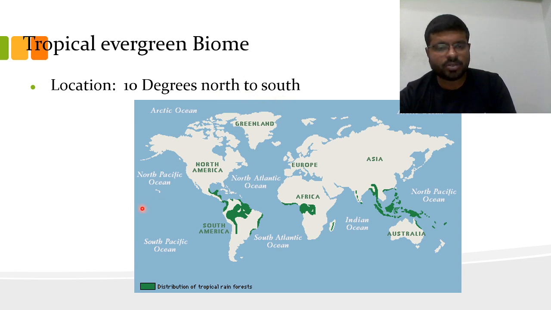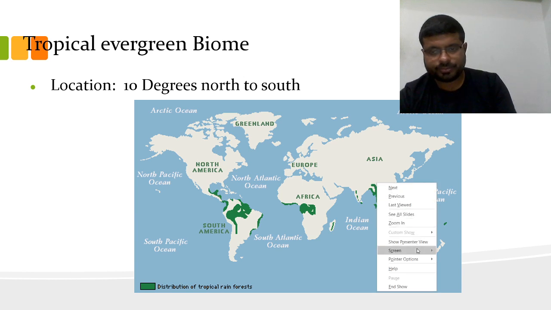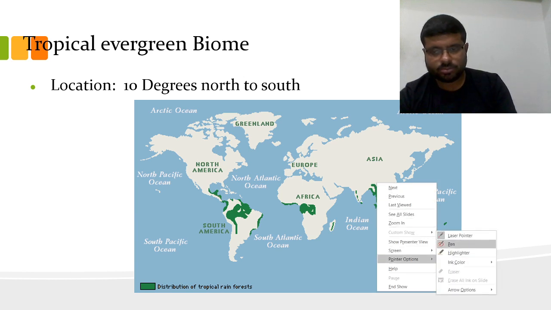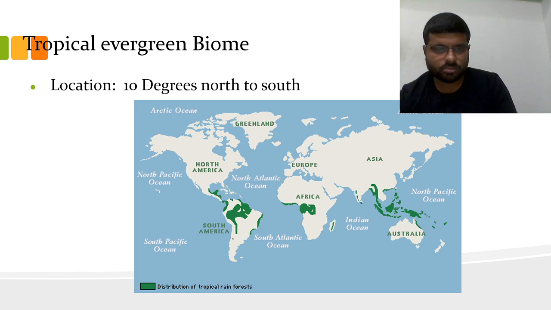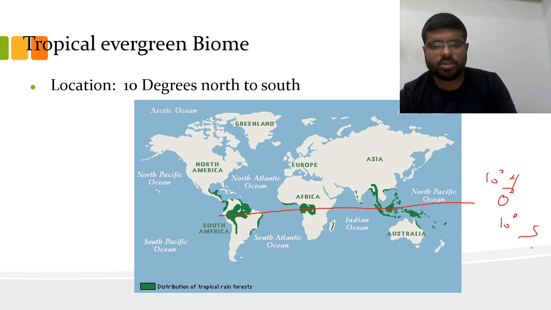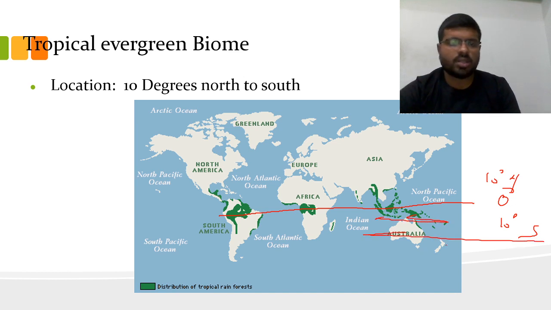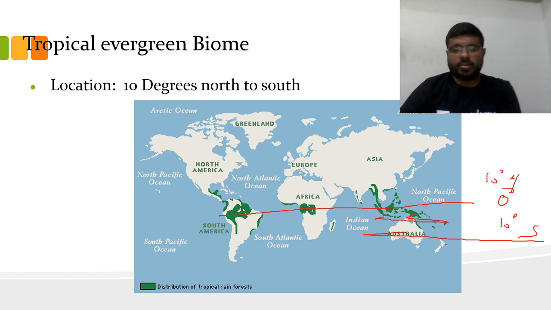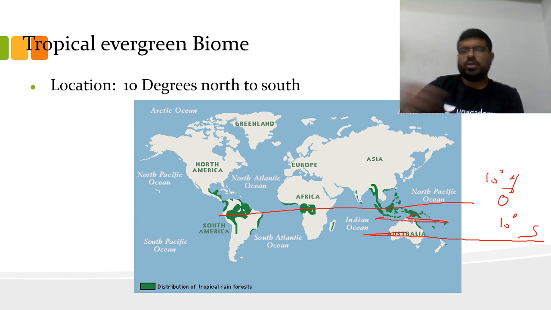So between the latitudes of the equator, if this is the equator line, see Brazil, equator line, this is the equator. Around 10 degrees north to 10 degrees south you can find the regions, right? These green color lines are all the indicators of tropical evergreen biome. So 10 degrees north to 10 degrees south.